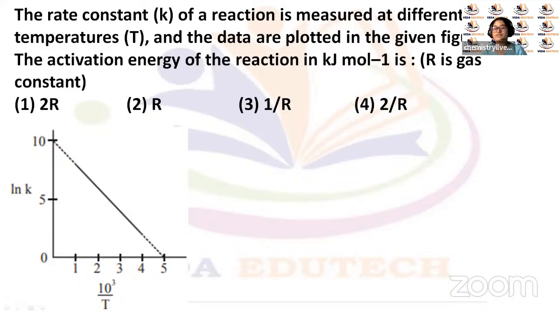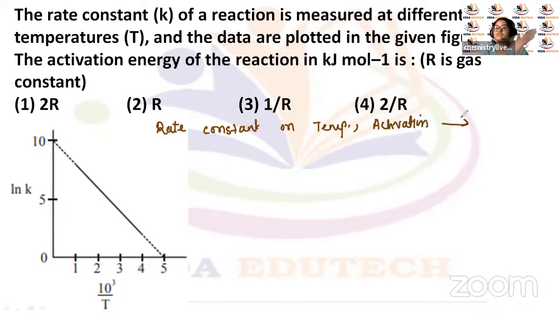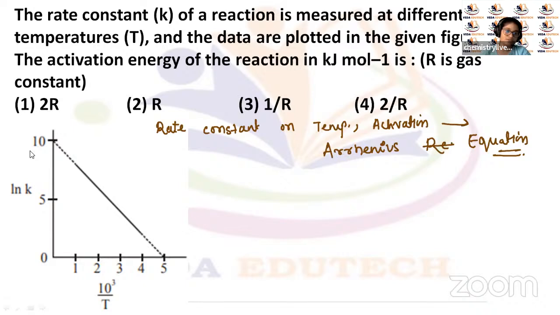I hope you all would have understood what formula we are going to use. If we are talking about the dependence of the rate constant on temperature or activation energy, then there is an equation which gives us all these relations. That is your Arrhenius equation. We'll discuss a bit about this Arrhenius equation. Let us write down the Arrhenius equation.